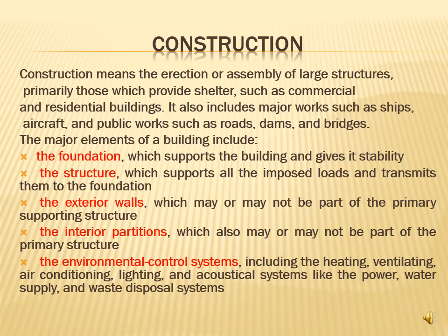We have the exterior walls, which may or may not be part of the primary supporting structure, and they are outside walls, of course. We have the interior partitions that separate some parts of the building from others, and they may or may not be part of the primary supporting structure. The environment control systems, including the heating, ventilating, air conditioning, lighting, and acoustical systems, like the power, water supply, and waste disposal systems. And of course, any building needs to be supplied with water, electricity, and so on.